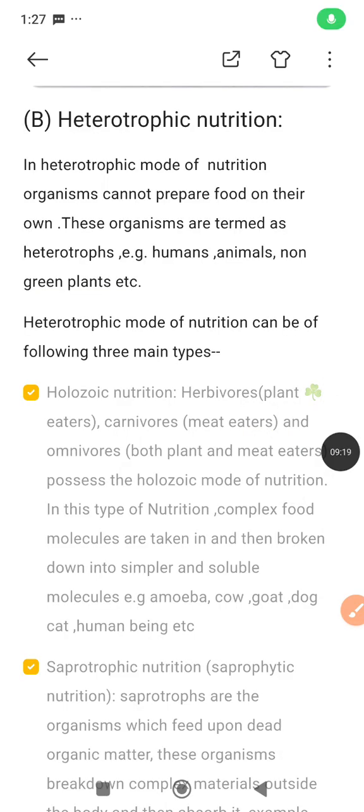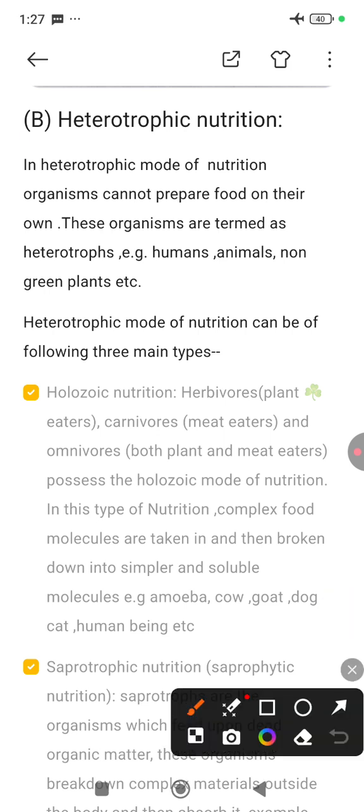So we already covered the full topic of the autotrophic mode of nutrition. Now I am going to explain the other mode of nutrition, that means the heterotrophic mode of nutrition. In the heterotrophic mode of nutrition, organisms cannot prepare their own food because they directly or indirectly depend on the green plants for their survival.